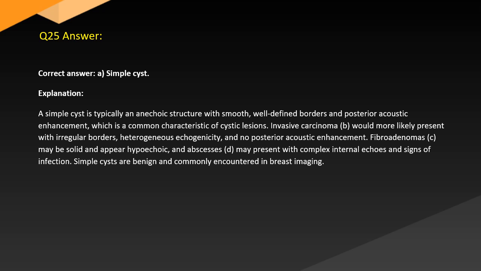Invasive carcinoma B would more likely present with irregular borders, heterogeneous echogenicity, and no posterior acoustic enhancement. Fibroadenomas C may be solid and appear hypoechoic, and abscesses D may present with complex internal echoes and signs of infection. Simple cysts are benign and commonly encountered in breast imaging.